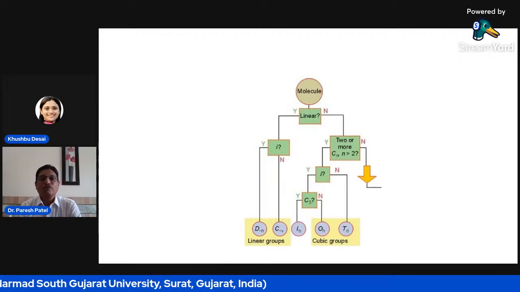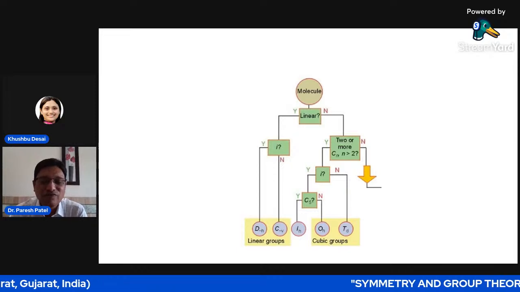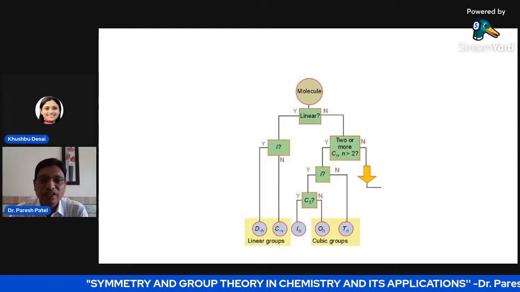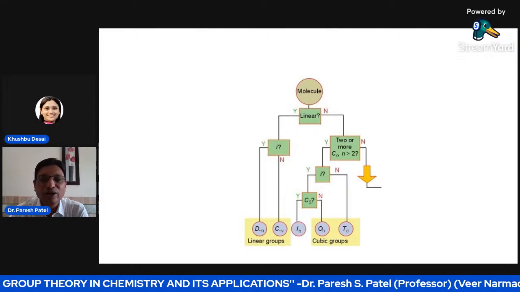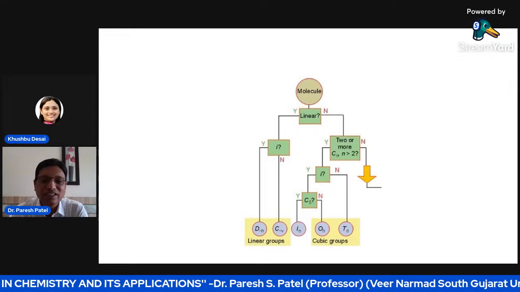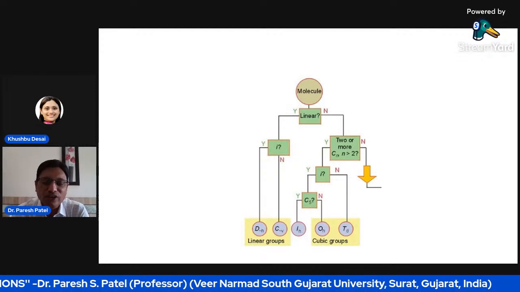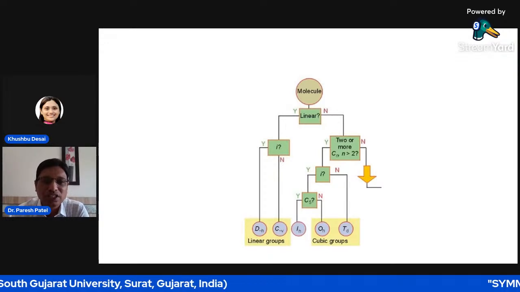Yes, if linear, then C infinity V and D infinity H point groups can be assigned. But if the molecule is non-linear, then we have to go for the next question: are any multiple higher order axes present? Now, what is the meaning of multiple? It means 3C3 is the minimum criterion to be a multiple higher order axis.